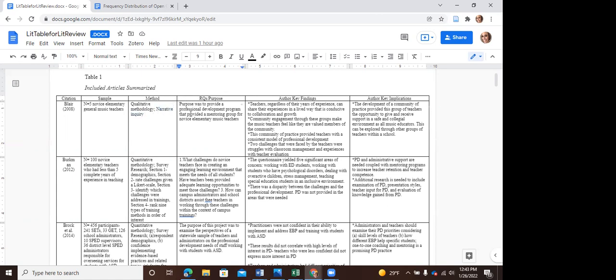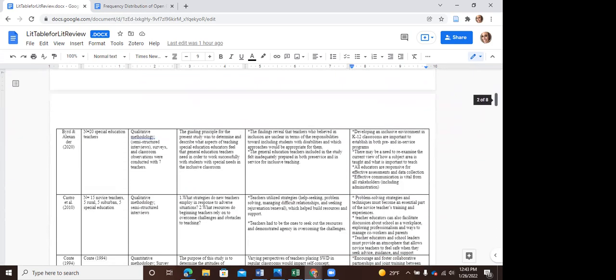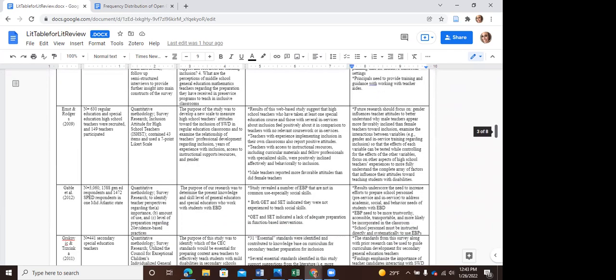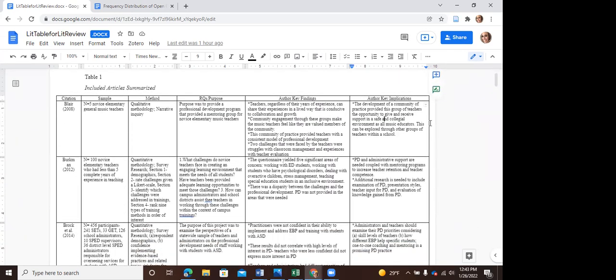I also included the purpose. Some articles stated the purpose, whereas some actually wrote their research questions. Then author key findings and author key implications. Now, this is not something that you have to do, but this is definitely one way that you can approach it. During the systematic literature review, I believe this is 23 sources that we conducted. So this is a lot of research.